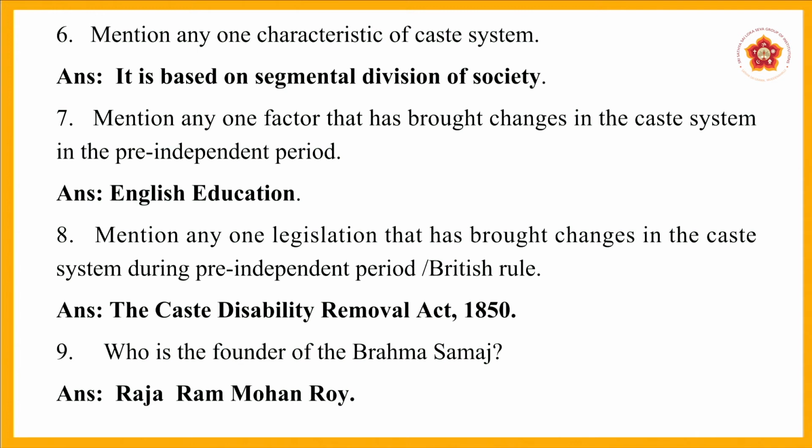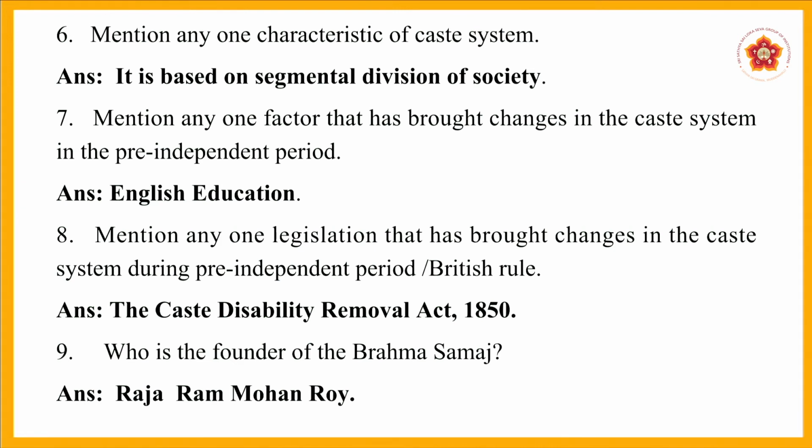Okay, mention any one characteristic of caste system. So, you remember those 6 characteristics, you can mention any one. So, here it has been mentioned as the first characteristic, it is based on the segmental division of society. Next question, mention any one factor that has brought changes in the caste system in the pre-independent period. So, here we have taken English education. You can talk about the universal legal system also, you can talk about industrial society also, all those points that are mentioned there, you can take up any one point and can explain them. You do not have to explain, just mention it, or maybe one line you can write.